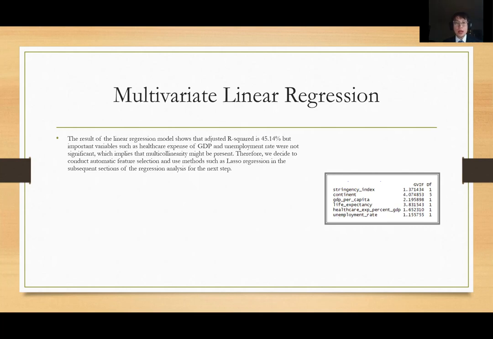This result of the linear regression model shows that the adjusted R squared is 45%. But the important variables such as healthcare expense as a percentage of GDP and unemployment rate were not significant, which implies multicollinearity may be present. Therefore, we decided to conduct automated feature selection and use methods like lasso regression in the next PowerPoint for further analysis.